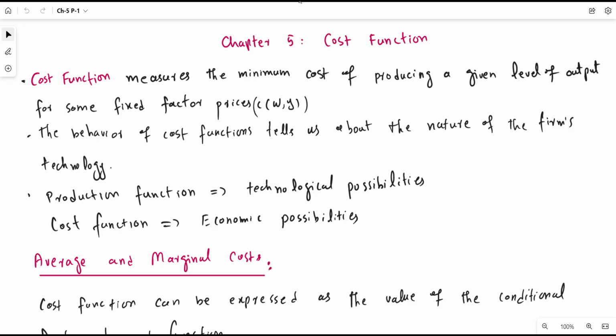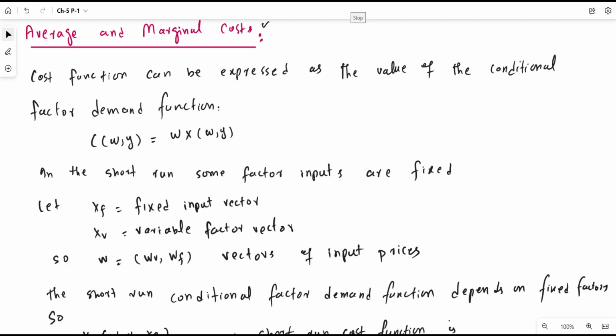To understand the structure of the cost function, let us discuss various concepts of the cost of the firm. So we are starting from the average and marginal cost of the firm. To understand the concept of the average and marginal cost mathematically, let us express the cost function as the value of the conditional factor demand. So why is this a value? Because this is a vector of factor prices, and this is the conditional factor demand function.